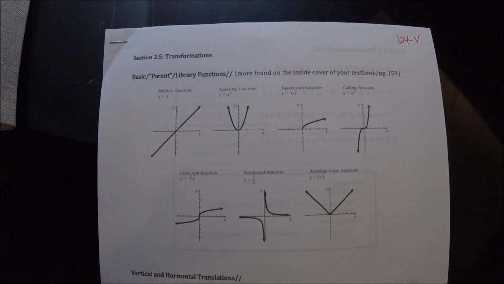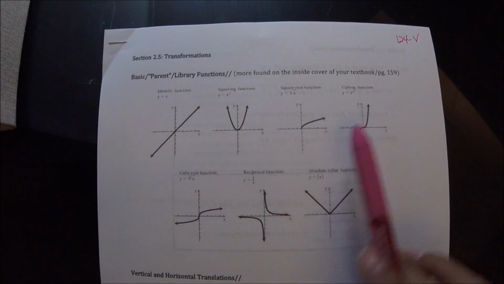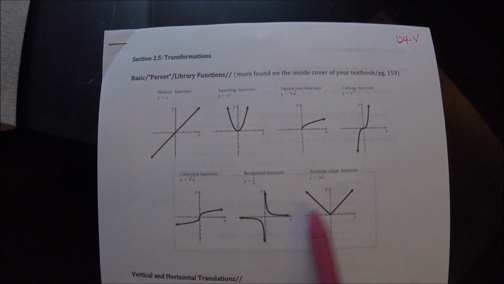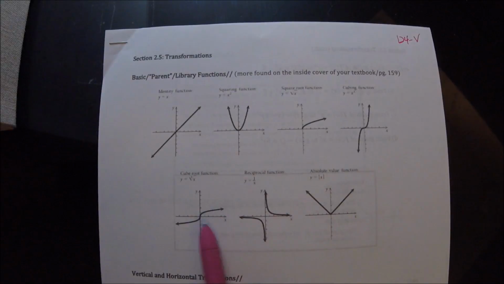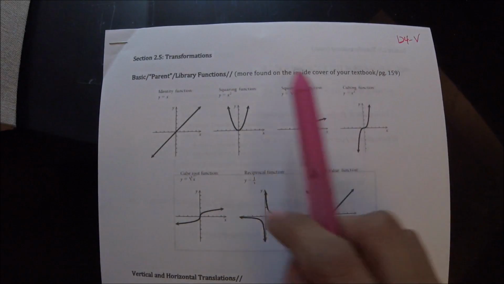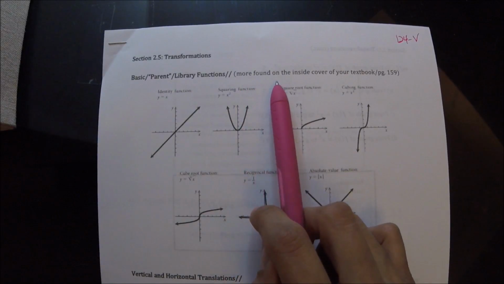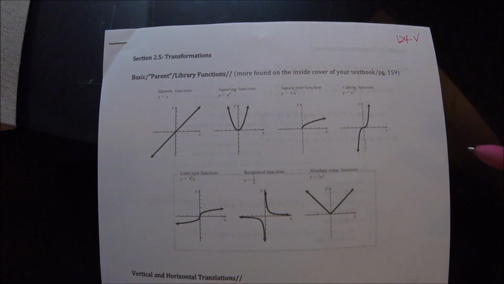the equations of the functions and analyze them and see what that can tell us about how the graph should look. And when we do this, we're pretty much always going to start out with one of these basic functions. They're also sometimes called parent functions, and these 7 here are the ones I think that are used the most often, and more are found on the inside cover of your textbook or on page 159.